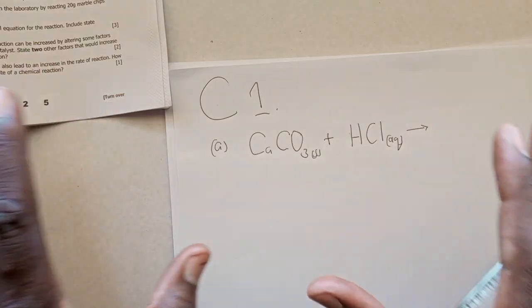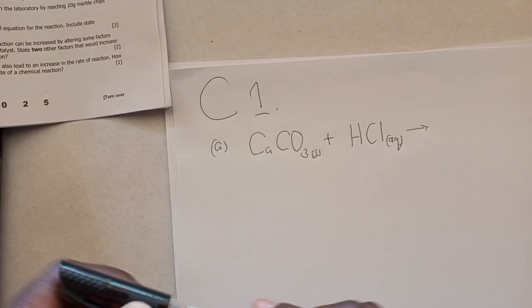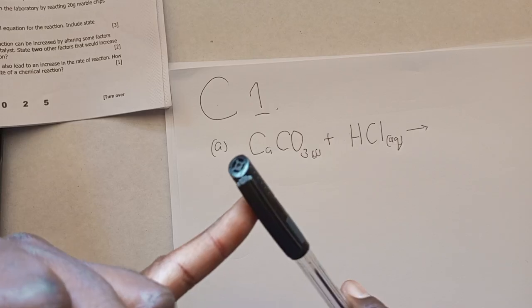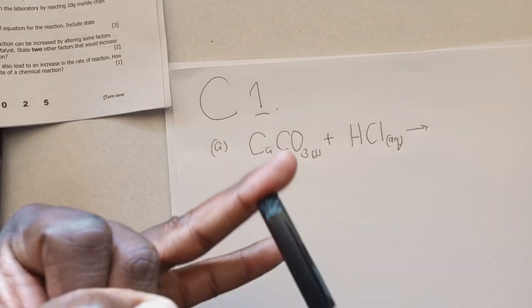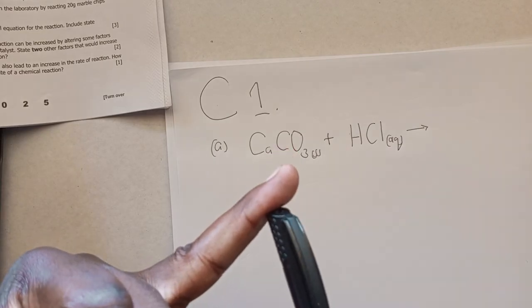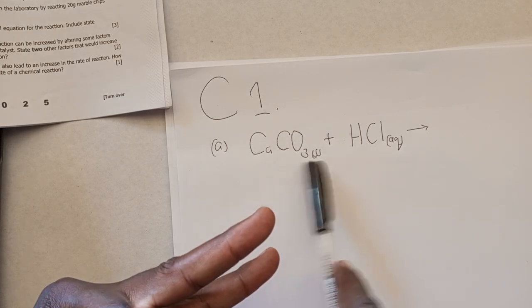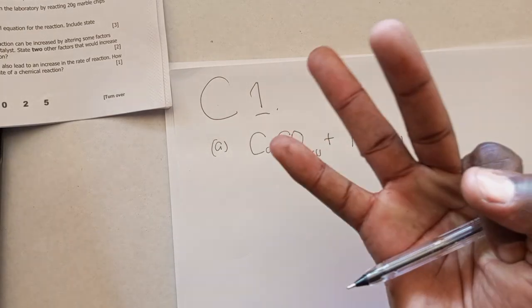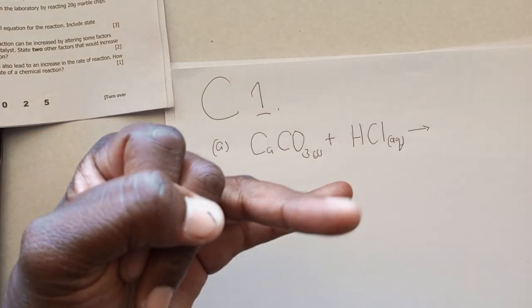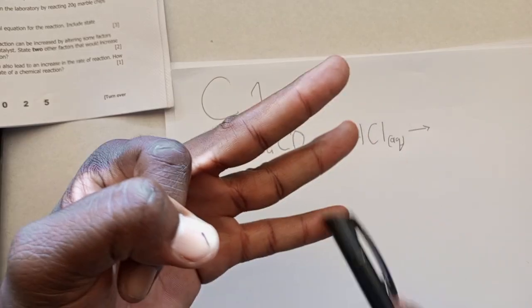One of the chemical characteristics or properties of acids is that acids react with reactive metals to produce salt and hydrogen gas. The other one is that acids react with bases to produce salt and water only. Acids react with carbonates to produce three products. One, carbon dioxide gas. Two, the salt. And three, water. So that you should know.